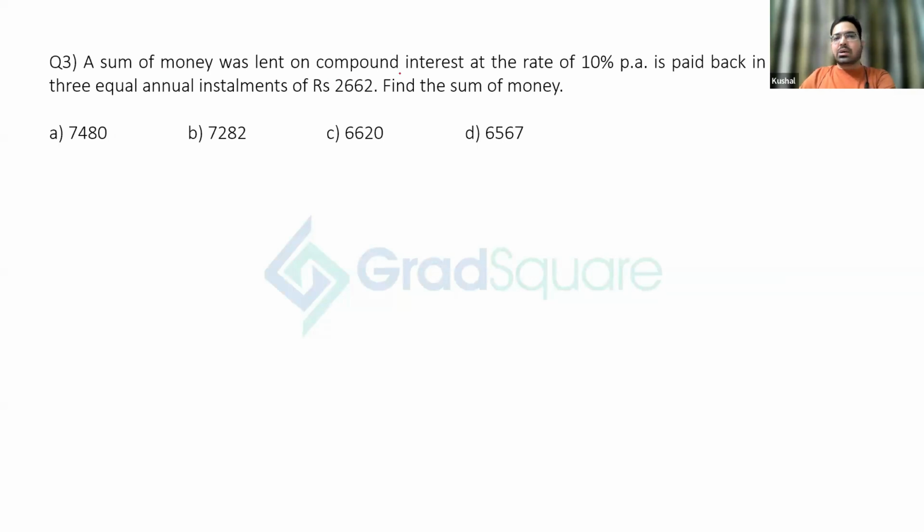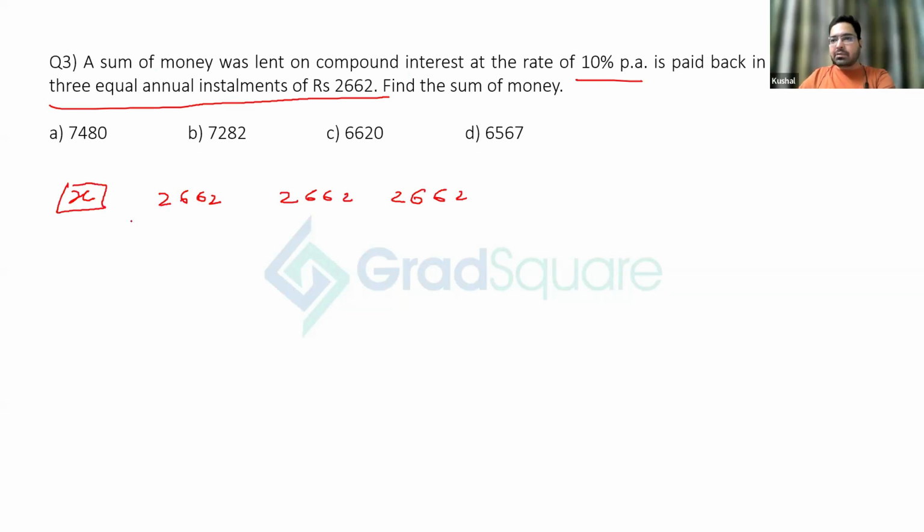A sum of money was lent out on compound interest at a rate of 10% per annum, and is paid back in 3 equal installments of 2662. So I don't know what was the amount of money that was lent, but each of the installments was 2662. Now take this value X, which was the principal value, and calculate its value at the end of the 3 years at 10%. What will be that value? 1.1 whole cube into X. That will be the value at the end of the 3 years.